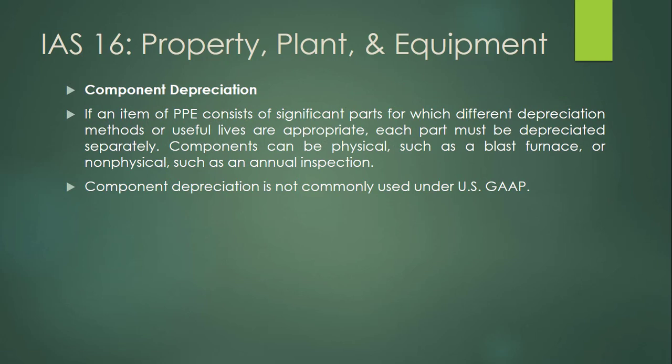Component depreciation is a practice in IFRS which is not common in US GAAP. What is component depreciation? Well, if an item of property, plant, and equipment consists of significant parts for which different depreciation methods or useful lives are appropriate, each part must be depreciated separately. So components can be physical, such as a blast furnace, or non-physical, such as an annual inspection. And as I mentioned, component depreciation is not commonly used under United States GAAP.